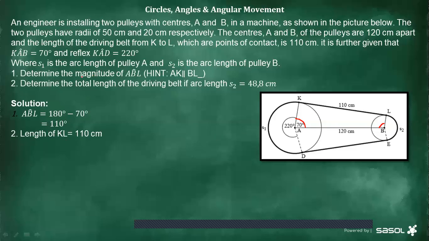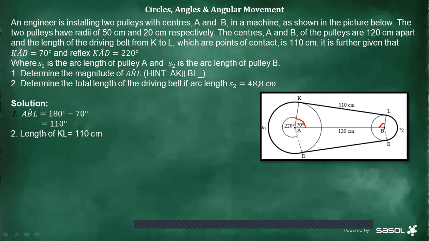Total length, determine the magnitude of angle ABL. Angle ABL, we've determined that. And the last question, determine the total length of the driving belt with arc length S2, which is this one. We are now given that, which is 48,8 centimeter. Now we need to add all the lengths for this belt so that we can get the total length.